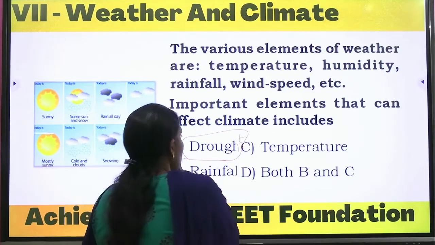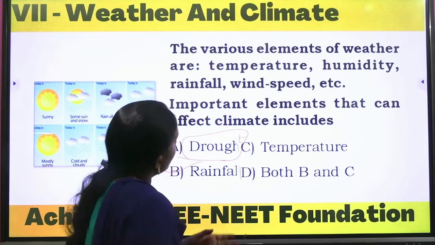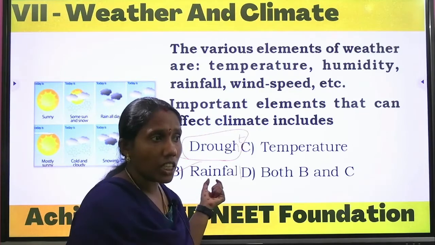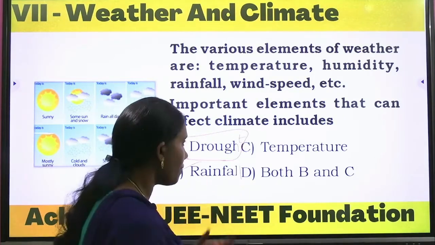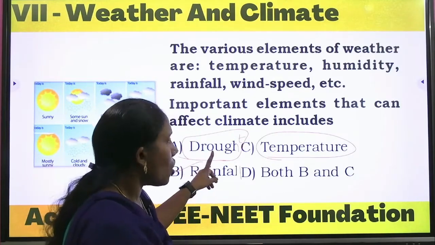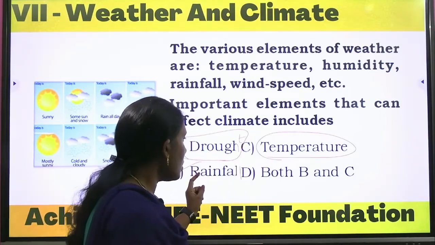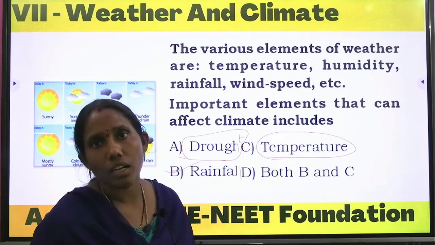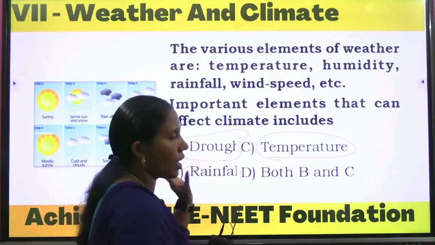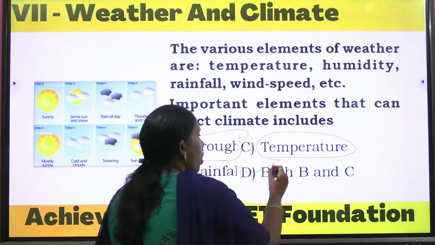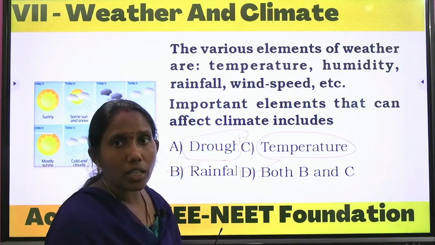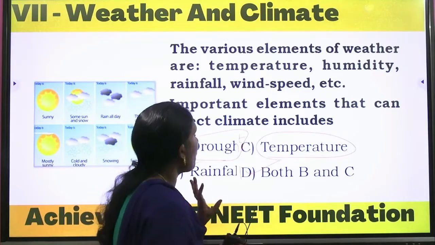Okay, next one is rainfall. See, rainfall is also one of the reasons for changes in the climate. One of the weather elements which changes the climate is rainfall. And C option is temperature. Yes, in the given options, not the drought, the temperature and rainfall both affect the climate. Both weather elements affect the climate. So I will go with the option D, both B and C.